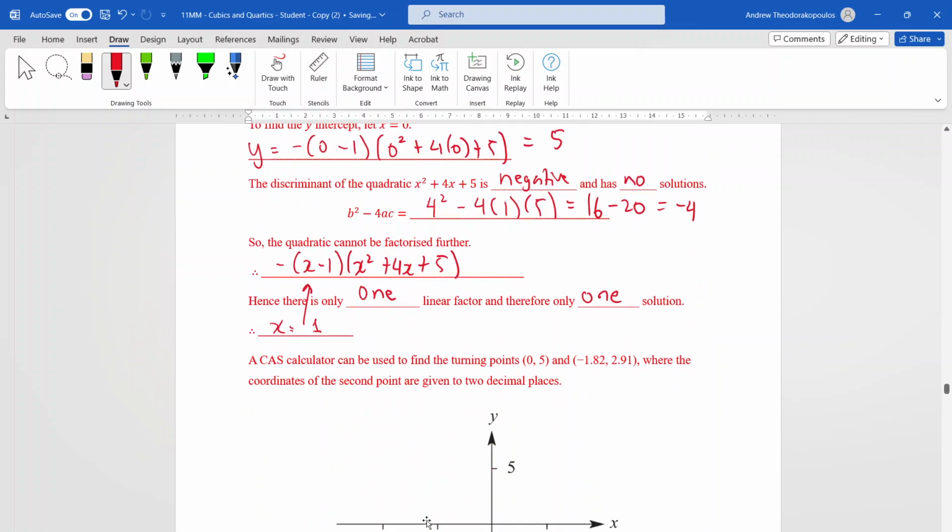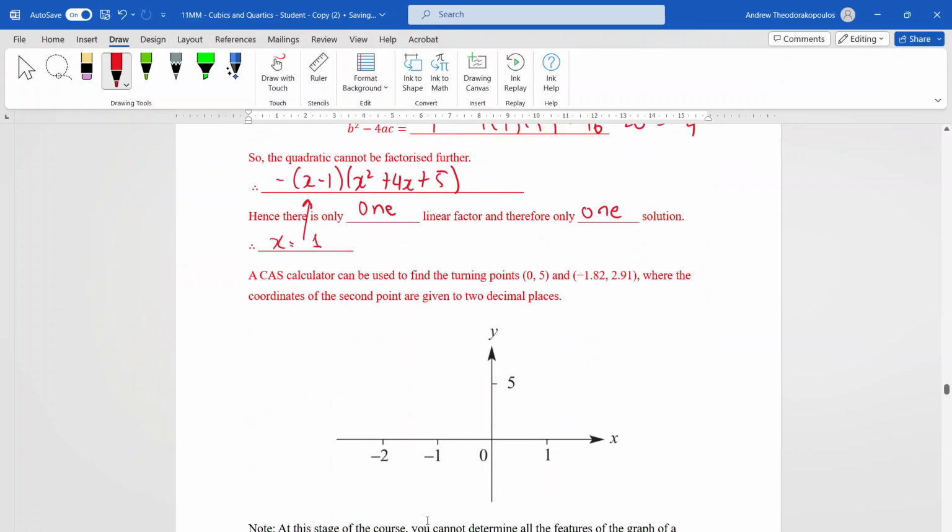A CAS calculator can be used to find the turning points, where the coordinates of the second point are given to 2 decimal places. So let's just look firstly, where is our only x-intercept, which is here, x equals 1. Here is our y-intercept, but that doesn't really give us much shape. So we do need to know where the turning points are. Once we use the CAS and sketch it like we did here, we would eventually figure out that the turning point is here, and the turning point would be at negative 1.82291. So where's that roughly? I would say about here.